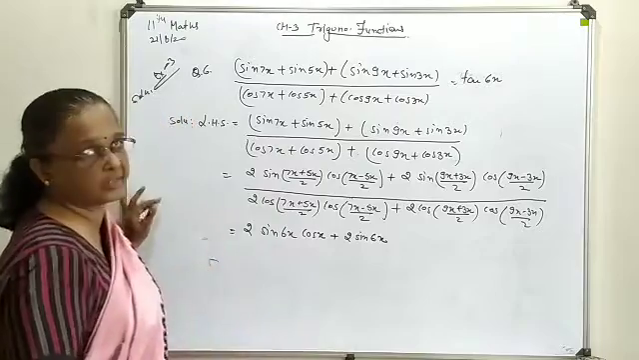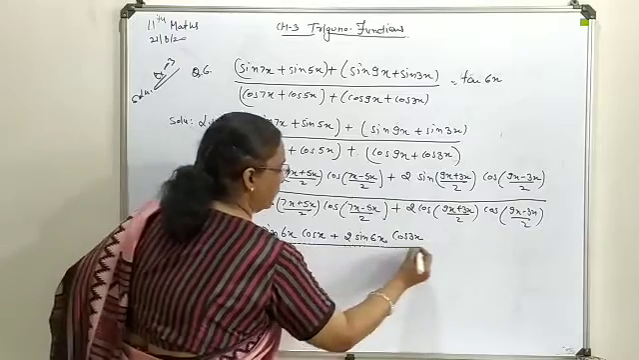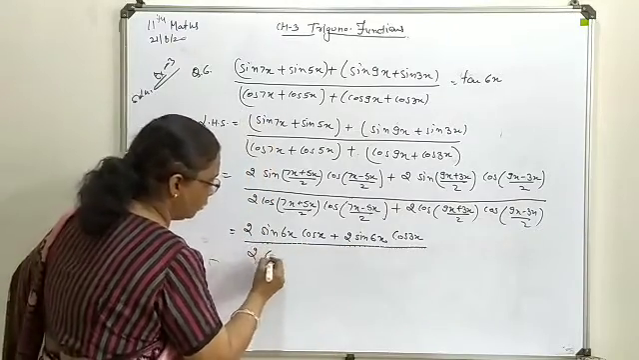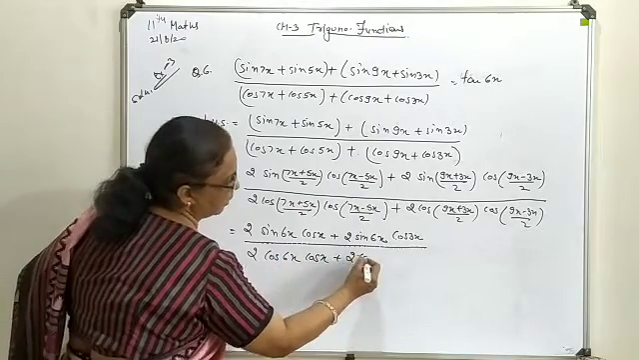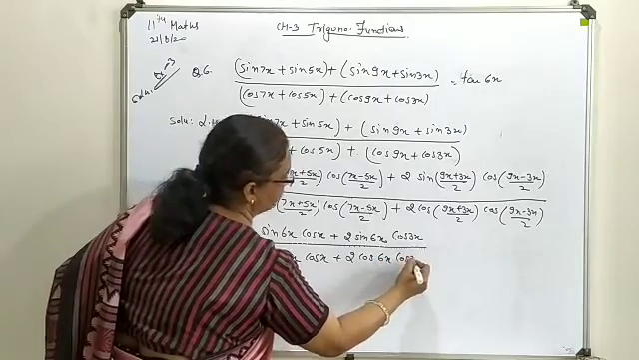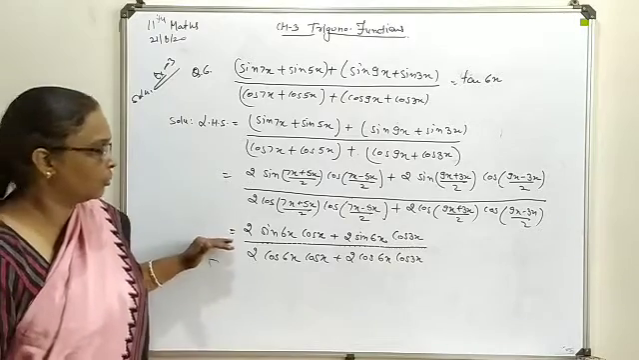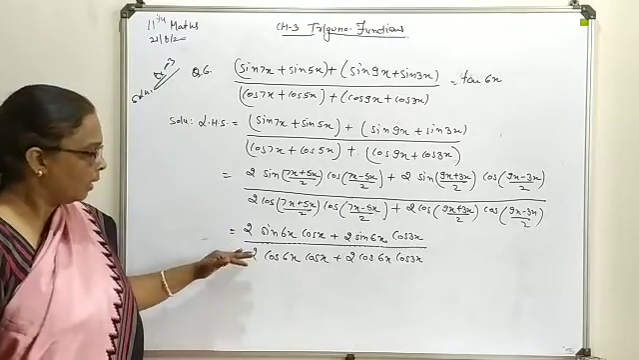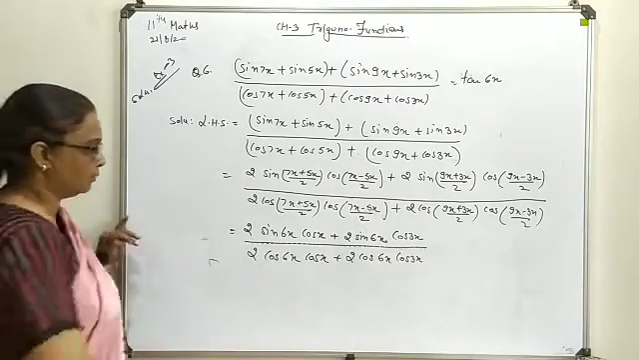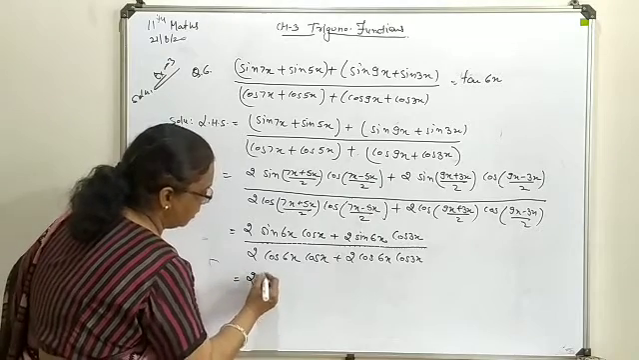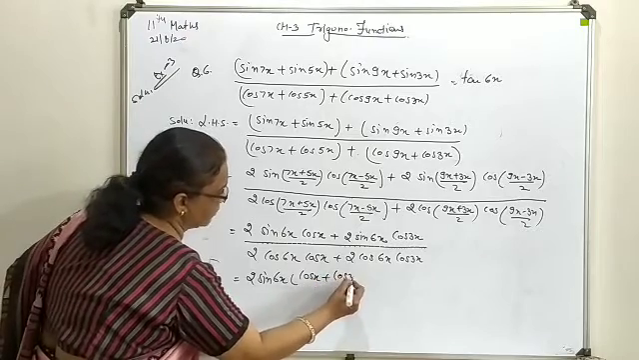Next it is 6x upon 2, 3x, whole over 2 cos 6x cos x plus 2 cos 6x cos 3x. Here you can see in the numerator 2 sin 6x is common. In the denominator 2 cos 6x is your common term. So let it outside the bracket. This is cos of x plus cos of 3x.